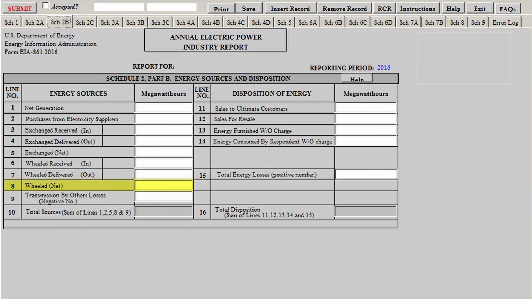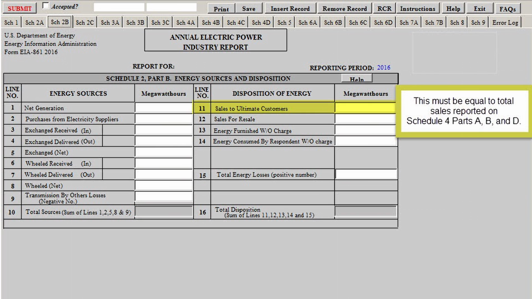Line 8 is line 6 minus line 7. Line 9 is the amount of energy losses associated with wheeling. This should always be expressed as a negative value. Line 10 is the total of the above sources of energy and sums of lines 1, 2, 5, 8, and 9. For the disposition of energy, line 11 must be equal to total sales for all states reported on Schedule 4, Parts A, B, and D.